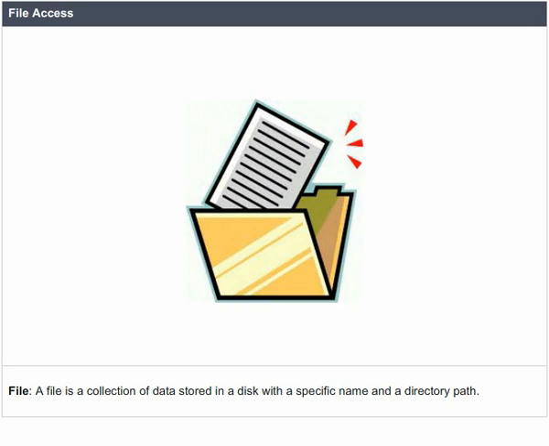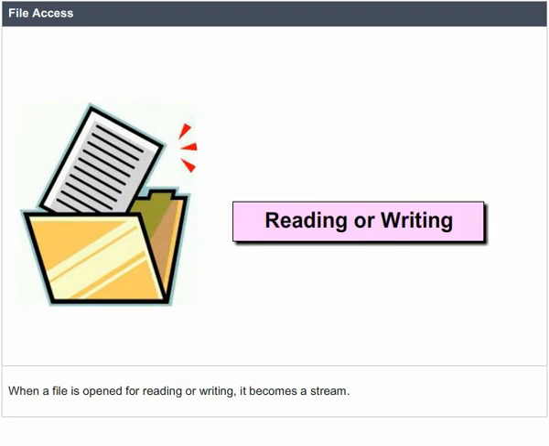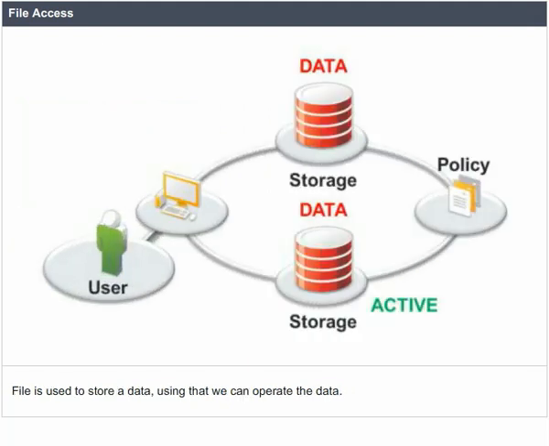File access. File. A file is a collection of data stored in a disk with a specific name and a directory path. When a file is opened for reading or writing, it becomes a stream. File is used to store data, and using that we can operate the data.